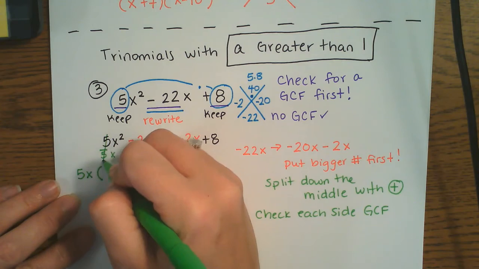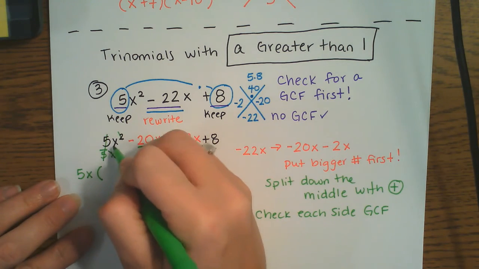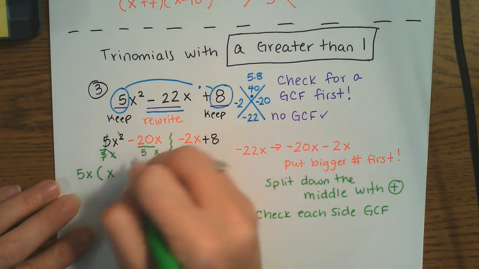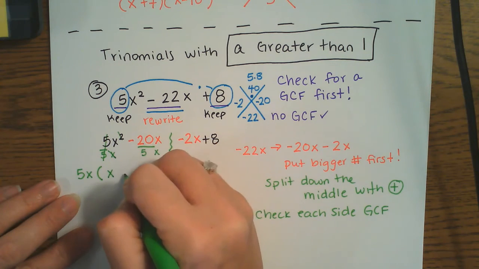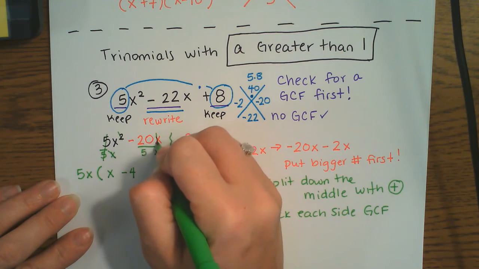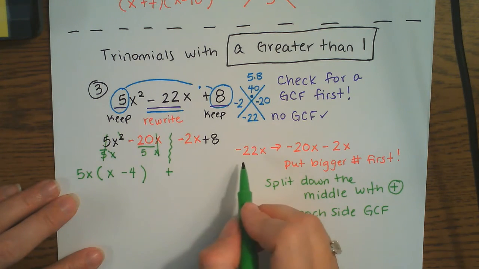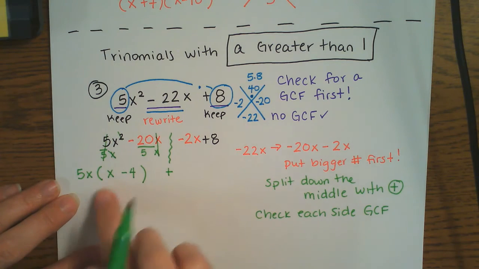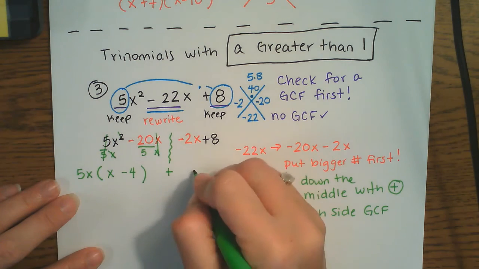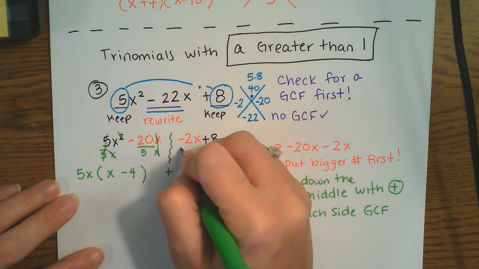5 divided by 5 is 1. X squared divided by x leaves me with 1x. Negative 20 divided by 5 is negative 4. And x divided by x will be gone. Now on this next side, I want to end up with an x minus 4 in the parentheses after I've divided out that common factor.